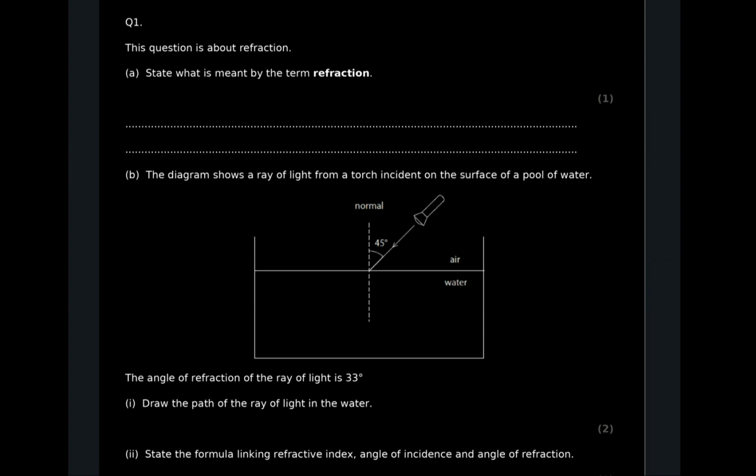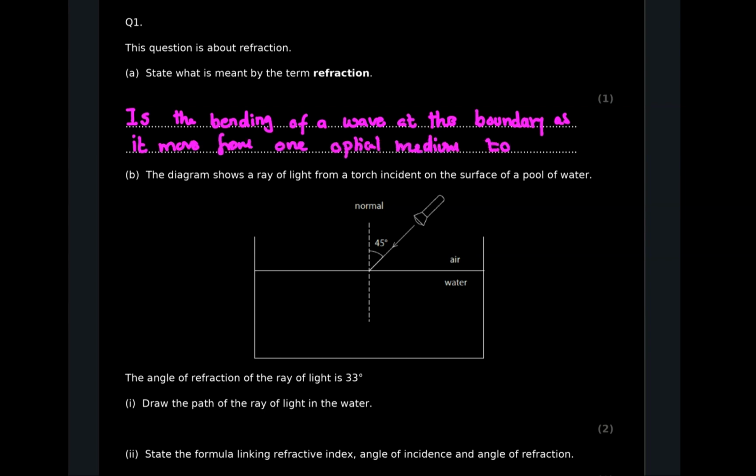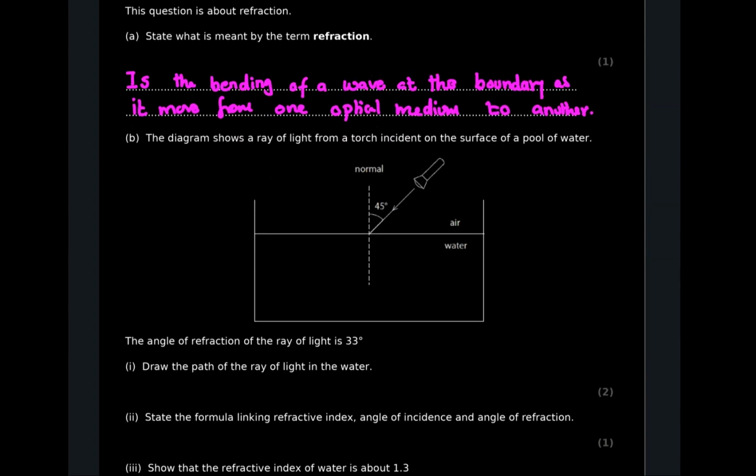The first part that we're given here is a question, and we're supposed to state what is meant by the term refraction. We're going to say that refraction is the bending of a wave at the boundary as it moves from one optical medium to another. When light moves from one medium to another, light slows down, and in the process it bends towards the normal.